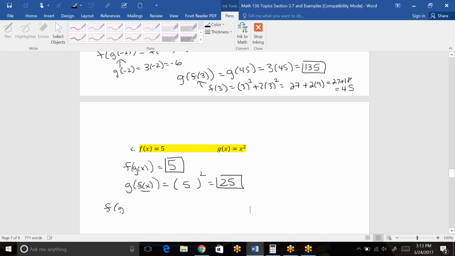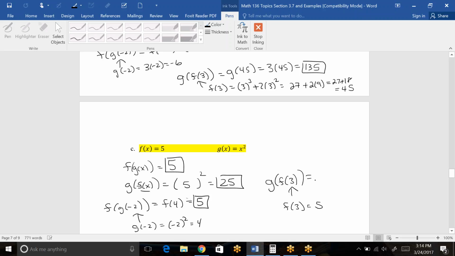So f of g of -2, well, g of -2 is -2 squared, which is 4. F of 4, well, this always equals 5. It doesn't matter what x is. So it's going to equal 5. For g of f of 3, f of 3 equals 5, because this always equals 5 no matter what x is. Then we do g of 5. So this one's kind of a weird one because there's not really much going on, but that does happen sometimes.